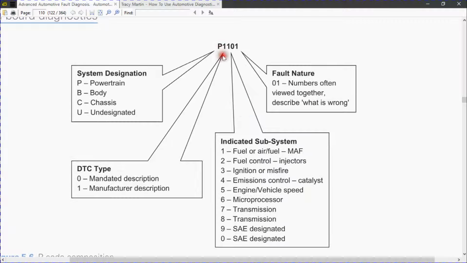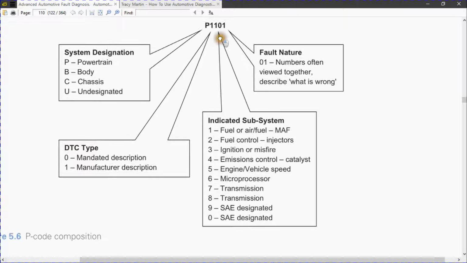So what is wrong? The first number is the DTC type: mandated description or manufacturer description. Mandated description is 0, manufacturer description is 1. Then the next digit indicates the subsystem. Here is 1 2, and this one I think 0 1 0 10, I don't know.